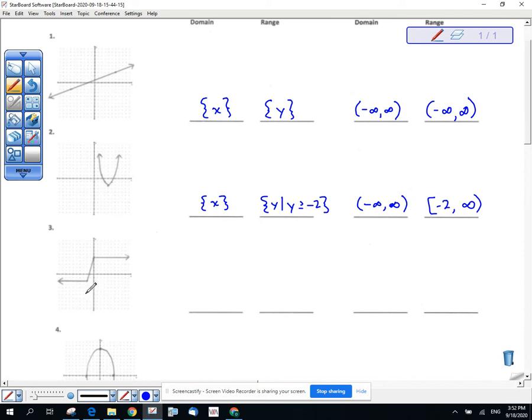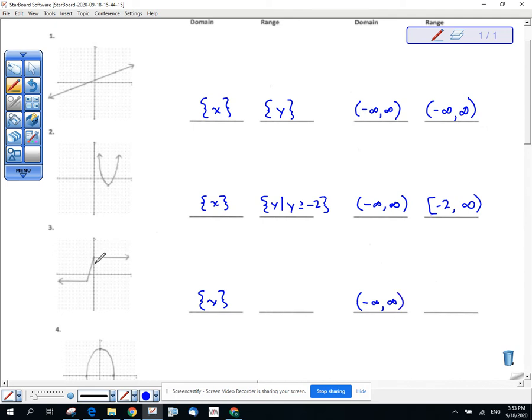Looking at number 3. Again, there isn't anything that x can't be. There are no breaks, no lines that this thing approaches but never reaches. That's called an asymptote. We'll talk about those later. It's just continuous from left to right forever. So again, we're doing this, and in interval notation, again, we're doing this.